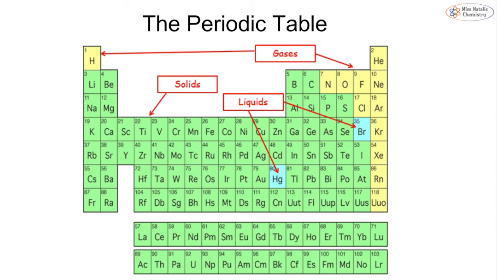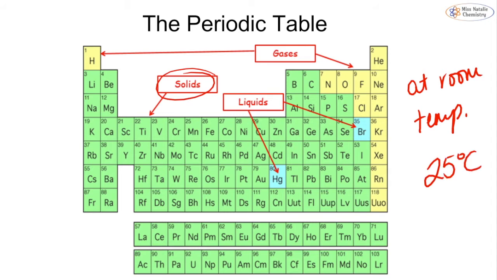We can also look at solids, liquids, and gases in terms of the periodic table, and the majority of our periodic table are going to be solids. This is important when we're looking at state symbols and chemical reactions. We have 2 that are liquids at room temperature. So these are all the states of matter at room temperature, and we're talking about 25 degrees Celsius as room temperature. And the 2 liquids are mercury and bromine. 1 metal, 1 non-metal. It is extremely important that you do remember those.